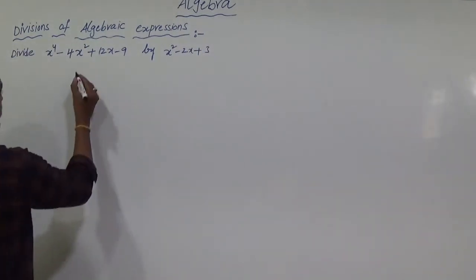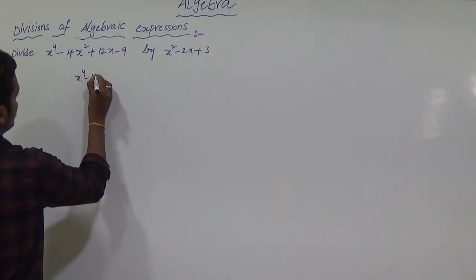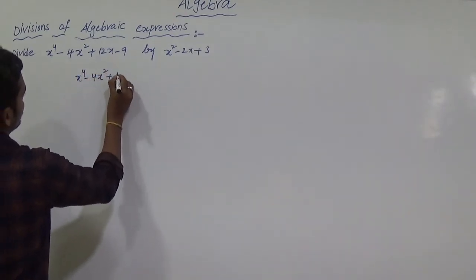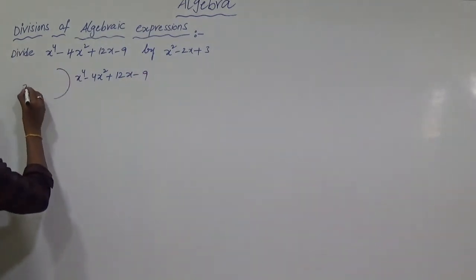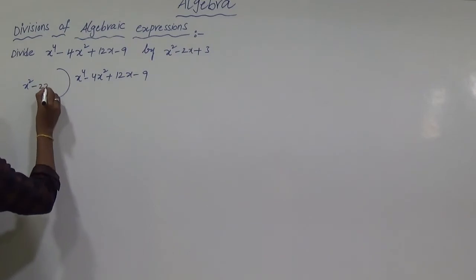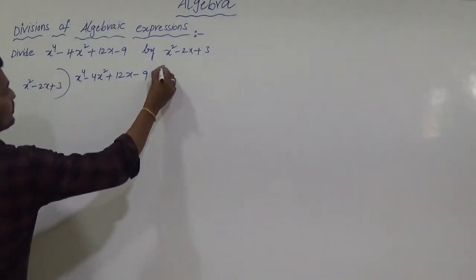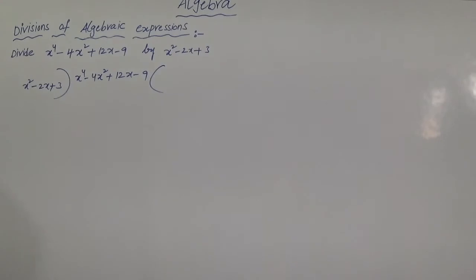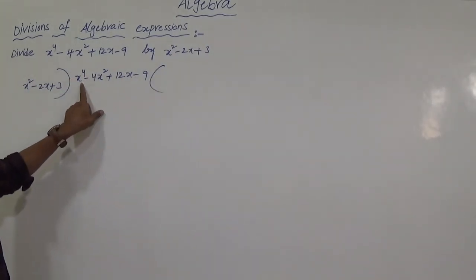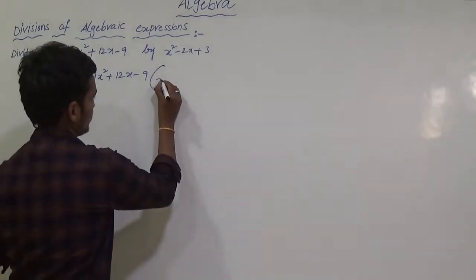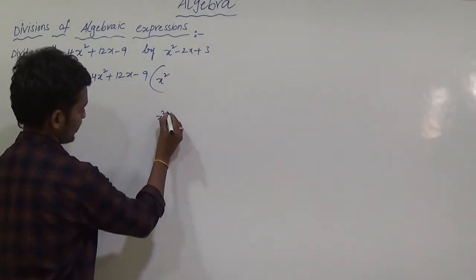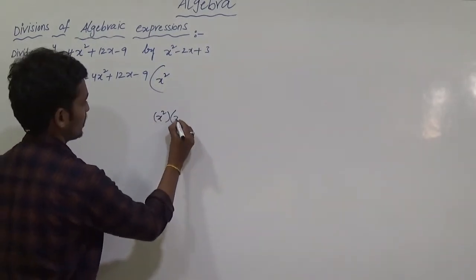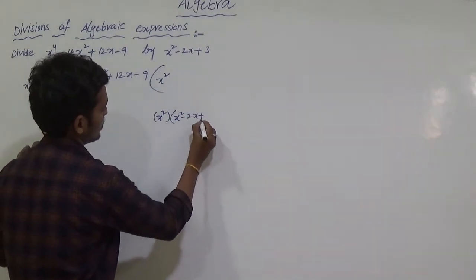The first one we are writing, x to the power of 4 minus 4x square plus 12x minus 9, with the term x square minus 2x plus 3. We are doing division. It's very easy. Here the coefficient is 1, here also 1, so no need to write anything. x to the power of 4 is divided by x square, x square times. So now I am multiplying x square into what I have here, x square minus 2x plus 3.